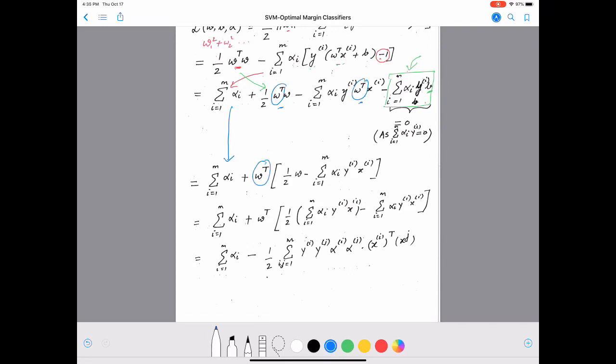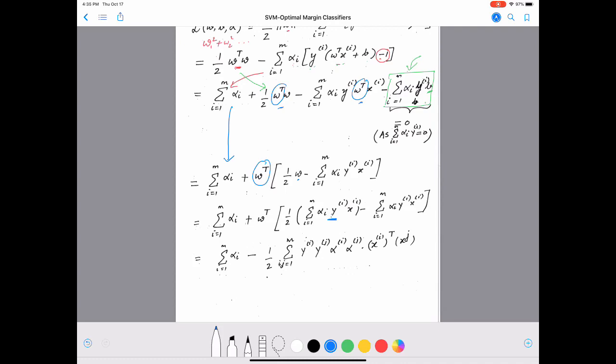Right? And then we have half W inside minus sigma i equal to 1 to m alpha i, yi, xi. And we know that W, we solved for W earlier, right? We know that W is nothing but sigma i equal to 1 to m alpha i, yi, xi. That's what we got when we differentiated with respect to W and set it equal to 0. Now we substitute that here.